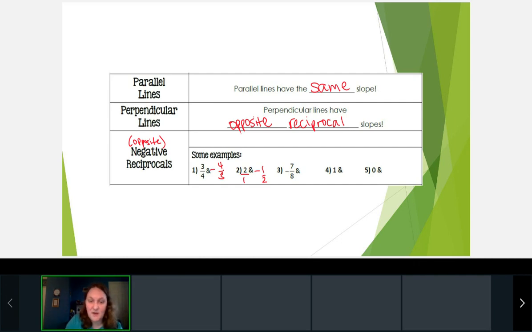What do you think will be the opposite reciprocal of negative 7/8? Type it in the chat. What do you think? Very good, Heather. Yes, yes, yes. Oh my gosh. Okay. Who did that? Who was that?